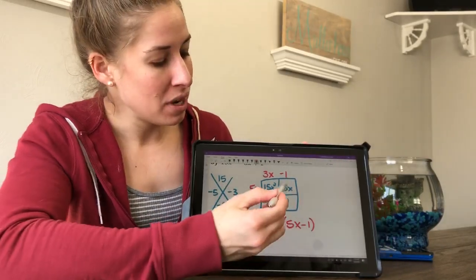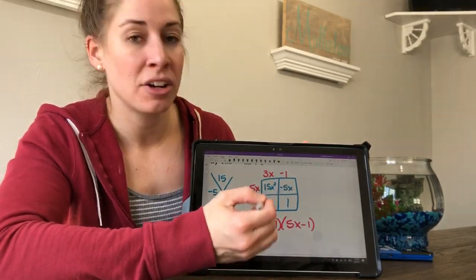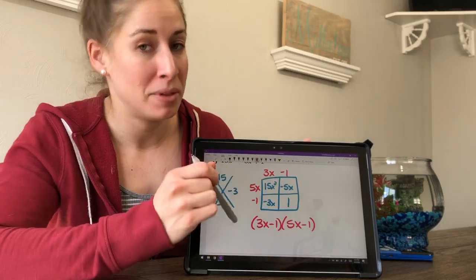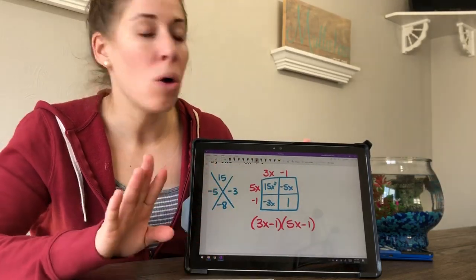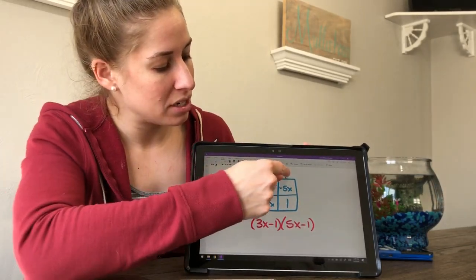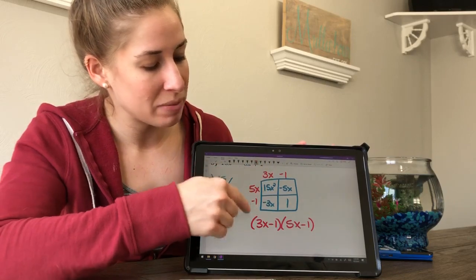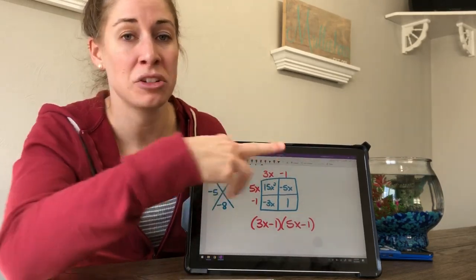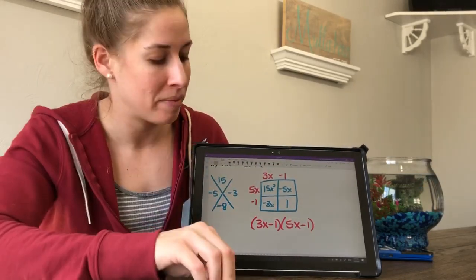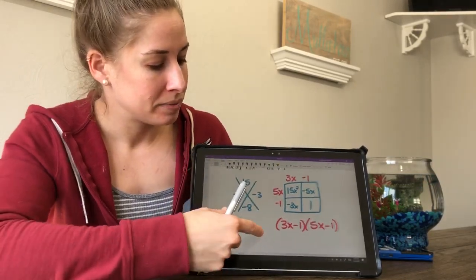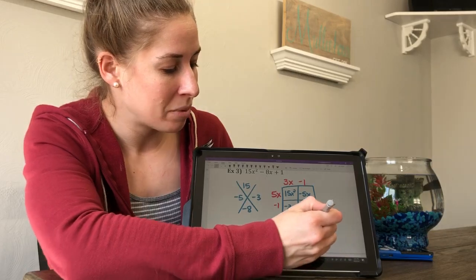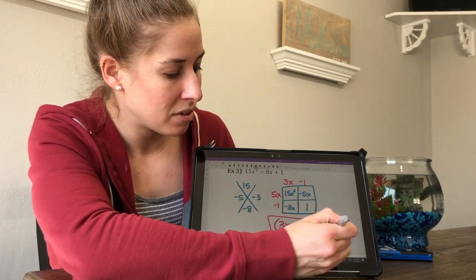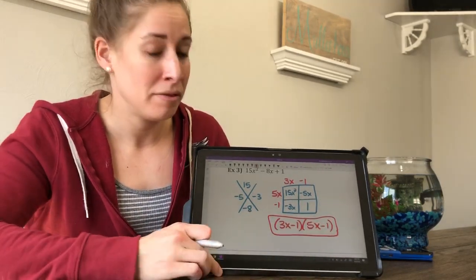If you would have put your negative 3x and your negative 5x in the opposite locations, the only thing that would have done is switch the bubbles around. So your 5x minus 1 bubble would have been up here, your 3x minus 1 bubble would have been right here. Okay, it just switches the spots. Doesn't matter. All right. There's your final answer. There was not a common monomial that we need to reattach, so that's the end. Done. Factored.